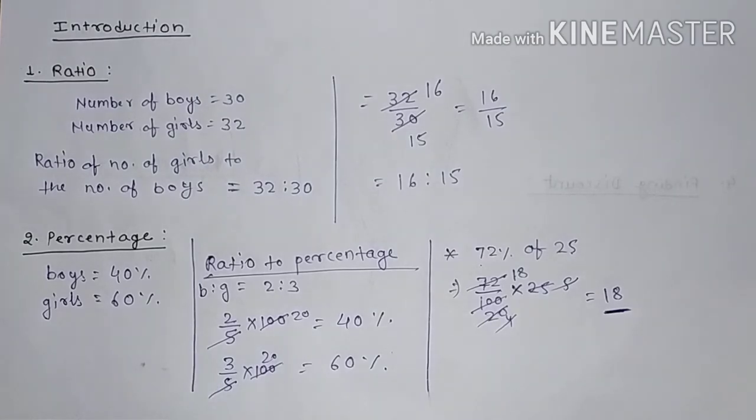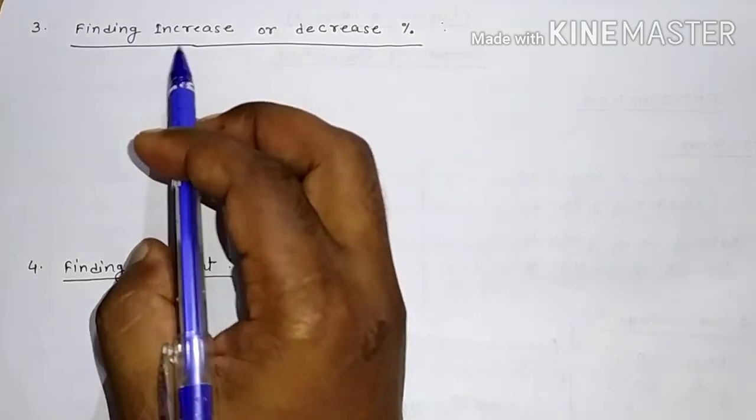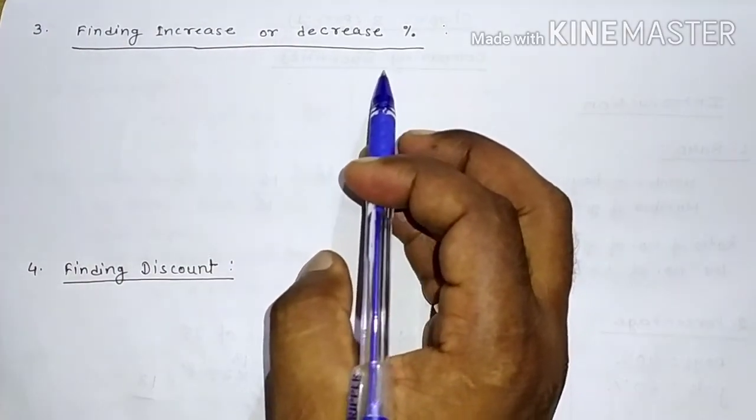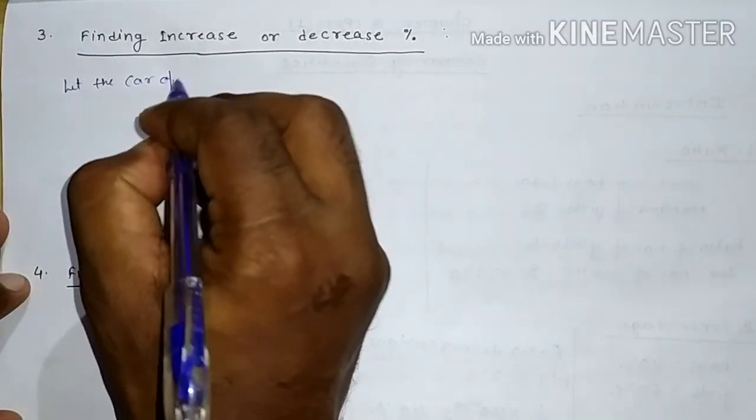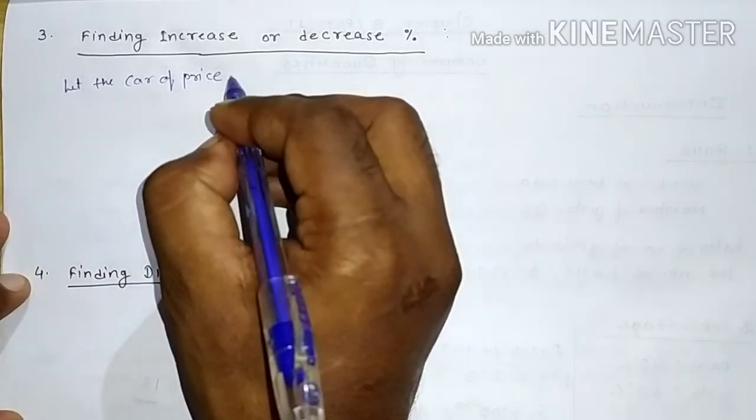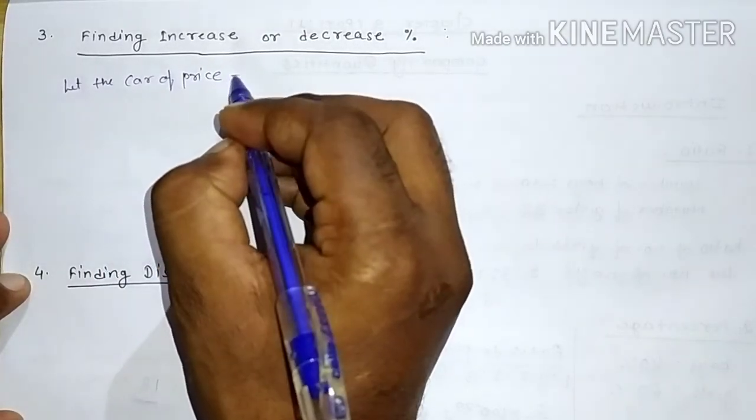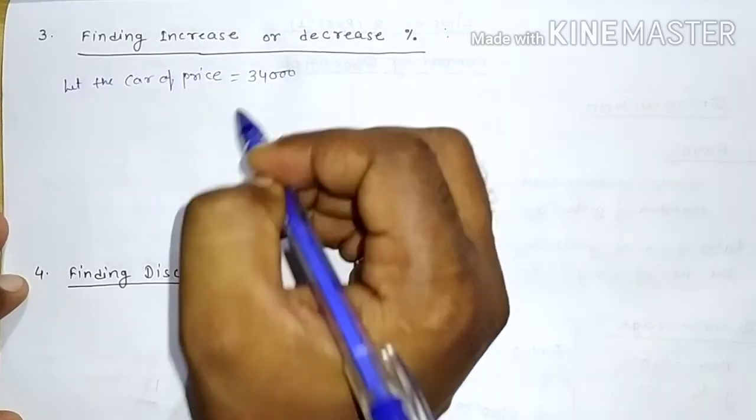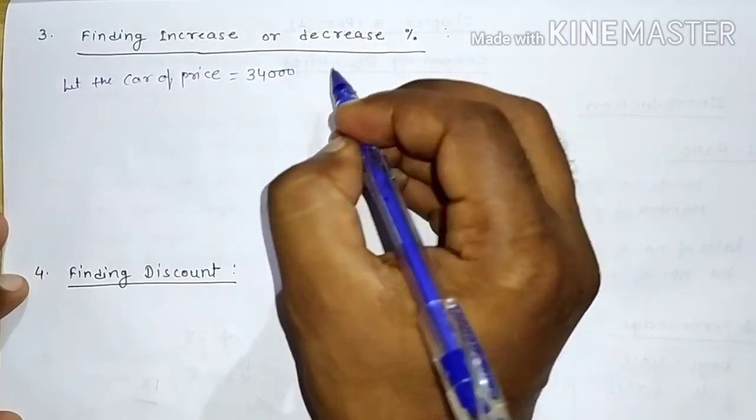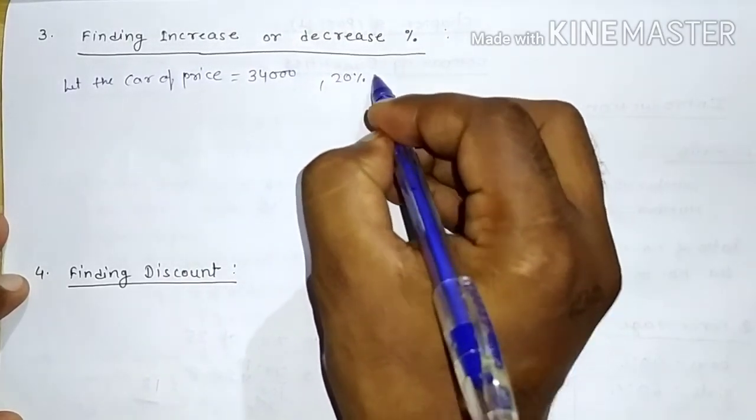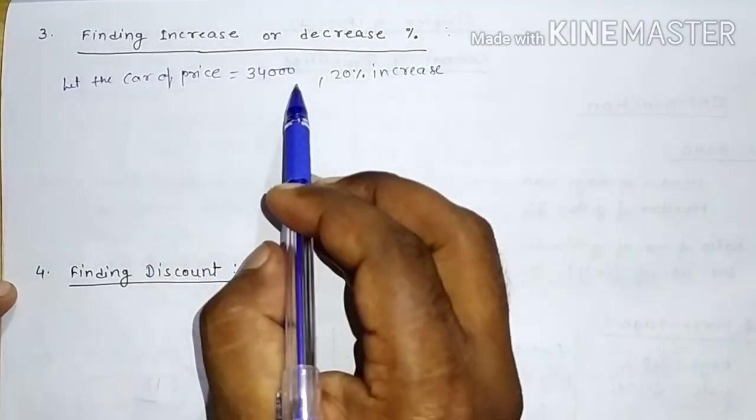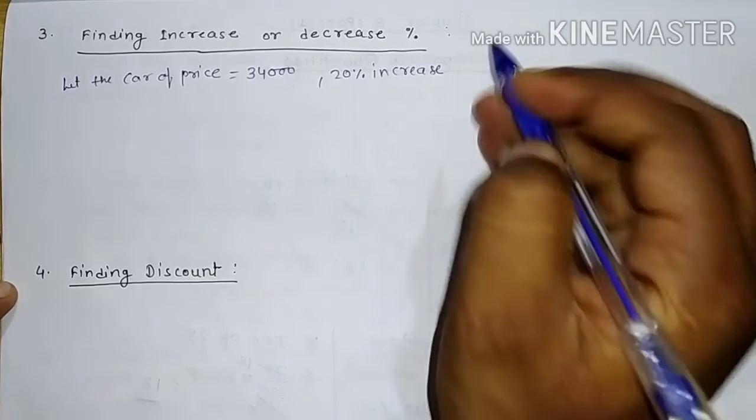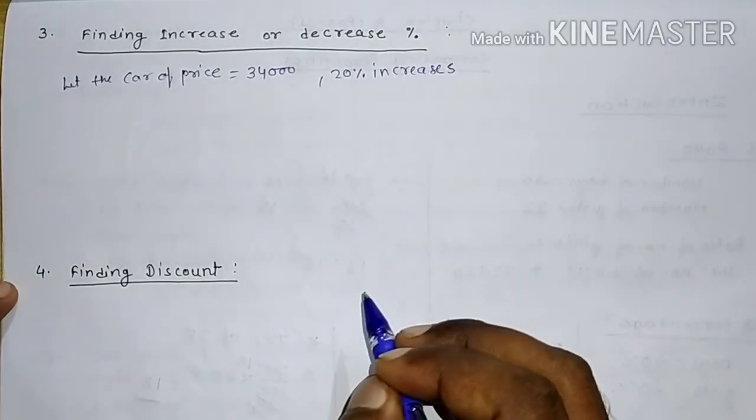Now the next topic, that is finding increase or decrease percent. So by an example we can understand. Let's suppose the price of a car is equal to 34,000, and let the price increase by 20%. It is given the price of the car is 34,000 and the price increases by 20%. What is the new price of the car?